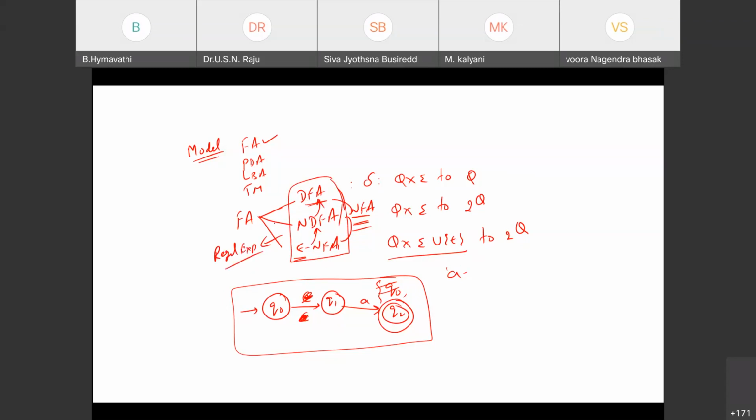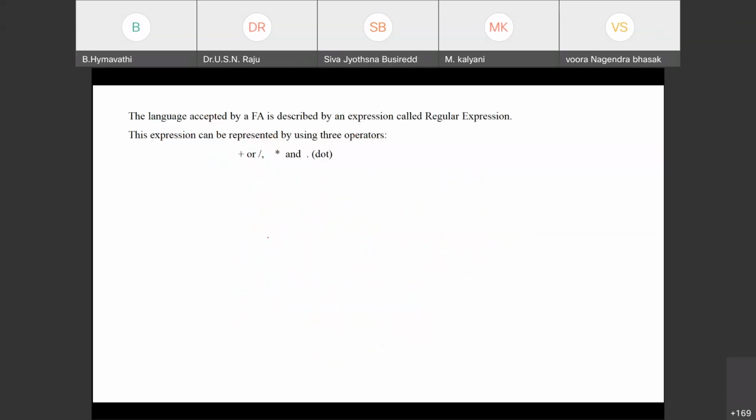Regular expression is another representation of these three, and we can convert any one to any other by using that cyclic conversion diagram I have given. So first we will see what a regular expression is. The language accepted by finite automata is described by an expression called a regular expression. That's it.